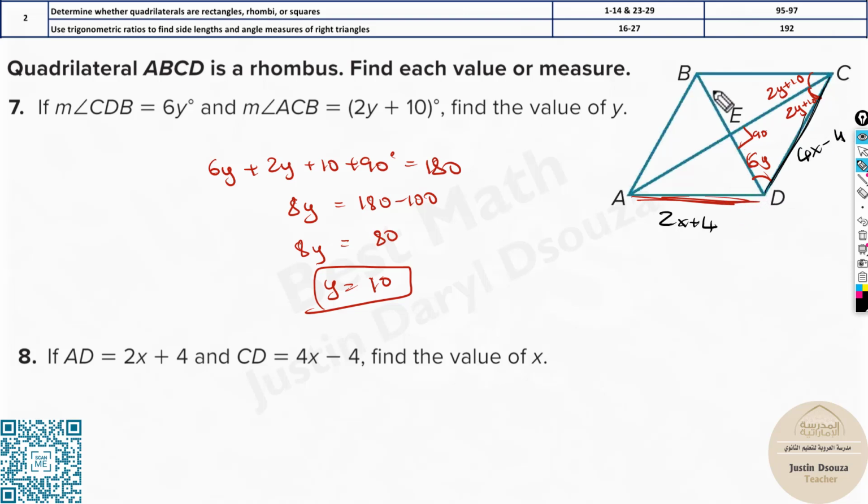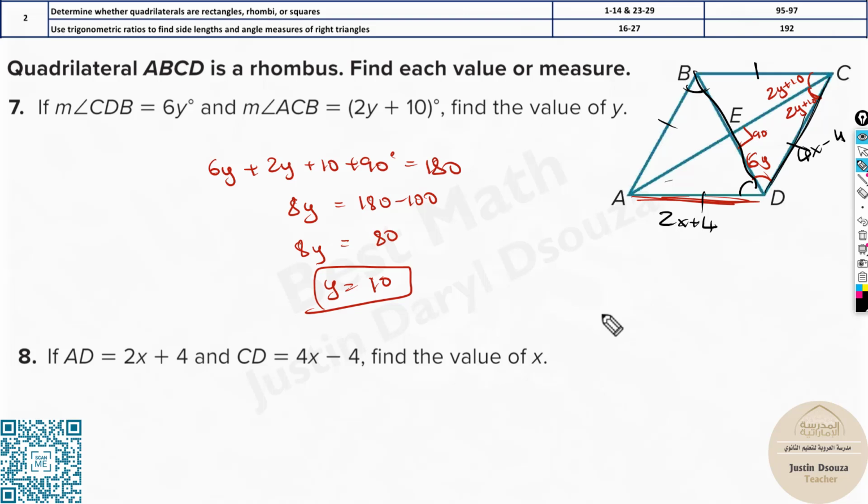Now here, these diagonals break this into isosceles triangles. The base angles are equal, and these two sides are also equal. Even these, they're congruent, they are similar triangles, by the way. So now over here, if these two sides are equal, then these two are also equal. So you can directly equate them both.